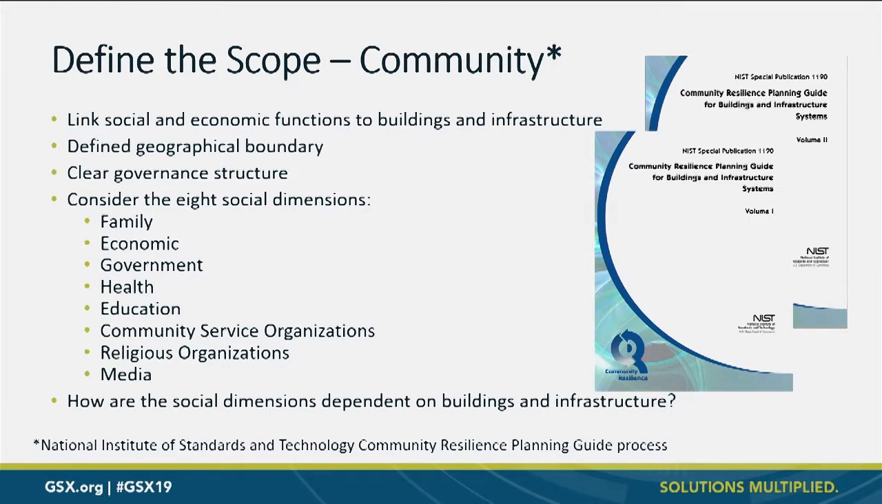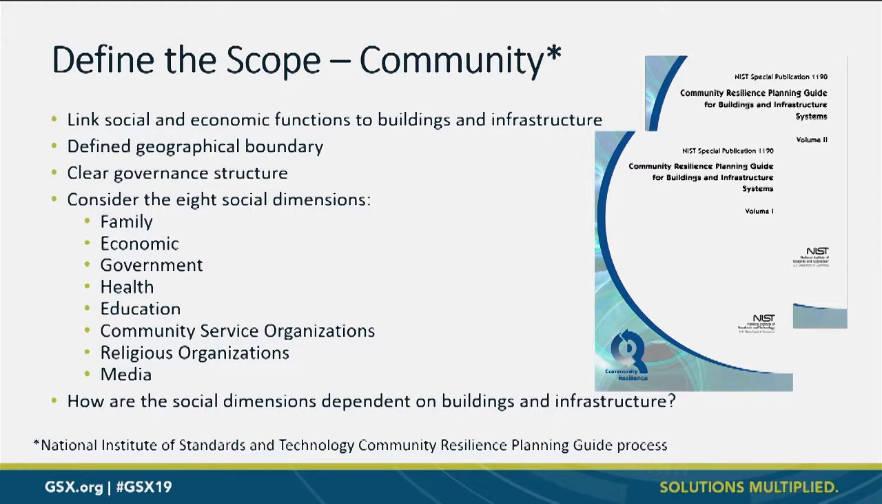I actually came over to DHS almost a year ago from the National Institute of Standards and Technology, so I've been at this for probably about 8 years now. And when I was at NIST, we had developed what we call the Community Resilience Planning Guide. And what NIST did in that guide was really to link social and economic functions to buildings and infrastructure. So in any community, there are 8 social dimensions that you can identify, and they range from things like government to neighborhood, which includes housing and things like that, education, health, and so on.